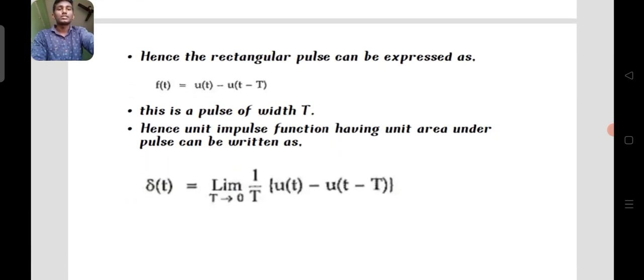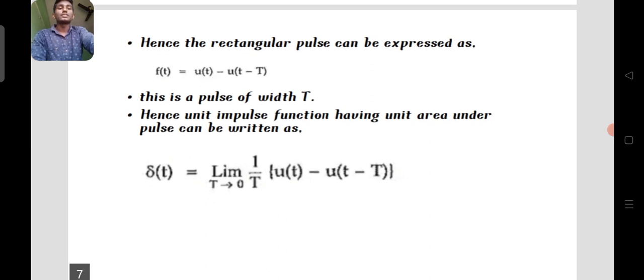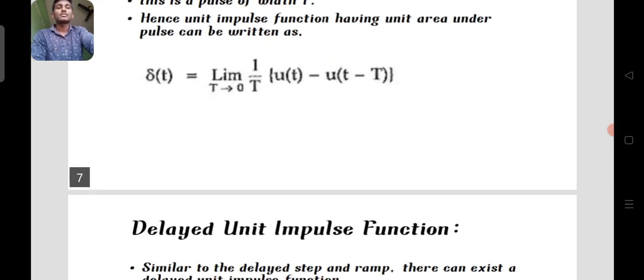This is a pulse of width T, and the unit impulsive function having unit area under the pulse can be written as delta of t equals the limit as T tends to 0 of 1 by T into u of t minus u of t minus T, where u of t minus T is the width of the rectangular function.